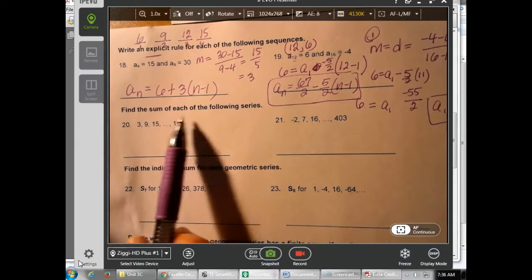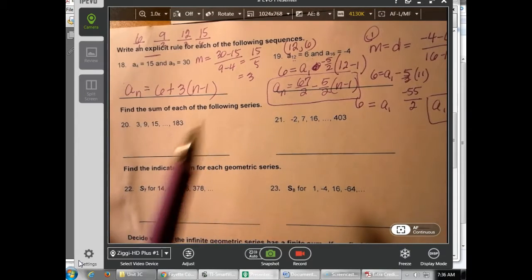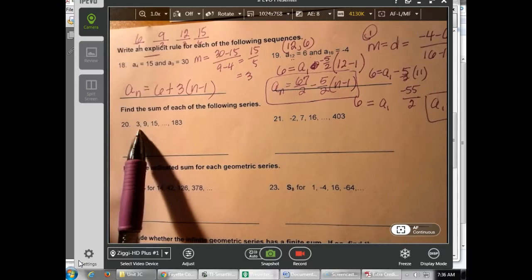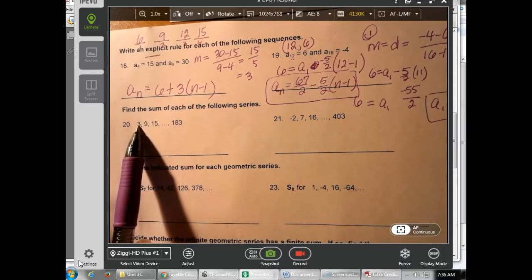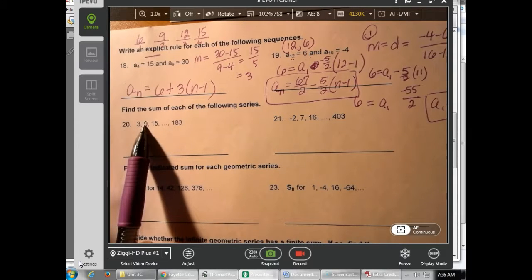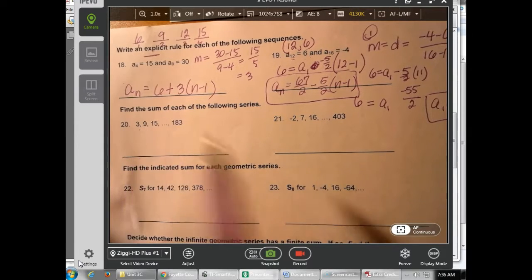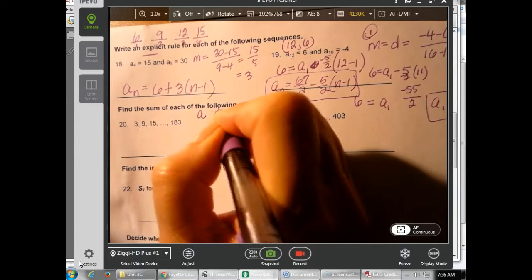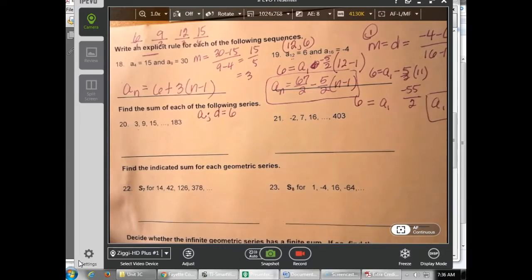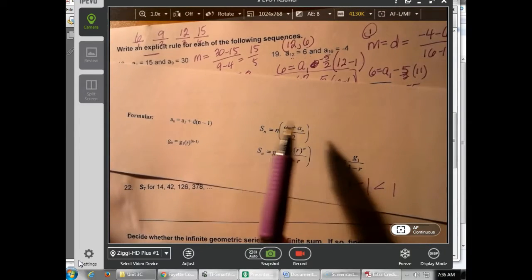Okay, so find the sum of each of the following series. So first we need to determine, is this arithmetic or is it geometric? And it looks like it's going to be arithmetic because 3 plus 6 is 9 plus 6 is 15. So I'm going to say this is arithmetic, and d is going to be 6. So that's important. Now, that tells us we're going to use this formula right here.